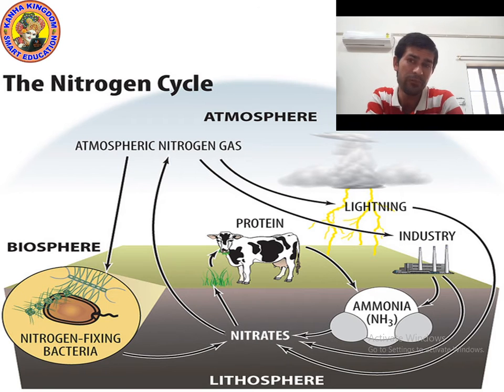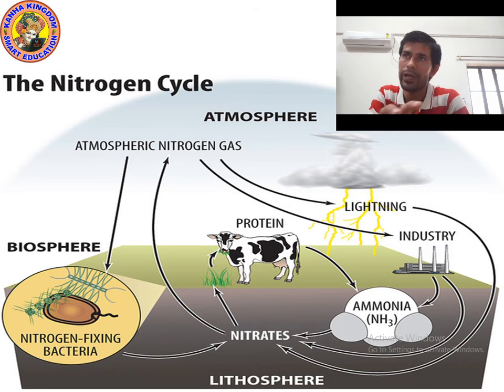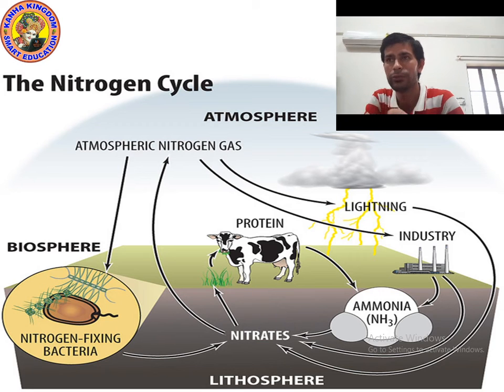Can you see the picture of the factory industry? Yes. Factory industries also release ammonia. Ammonia is converted into nitrate. Nitrate is used by plants, and plants are eaten by cows.